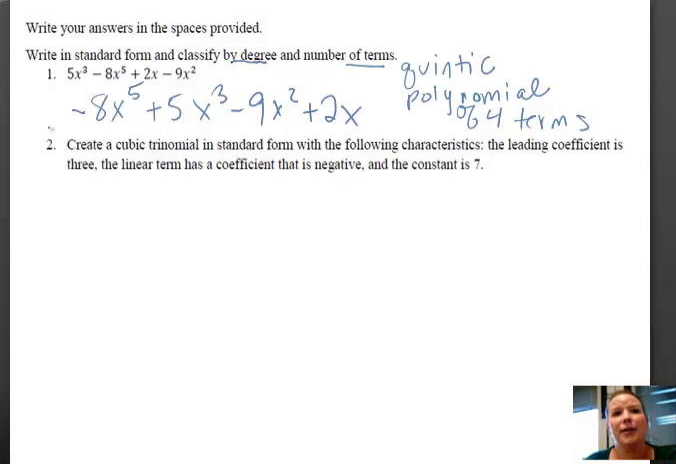Okay, the next one says to create a cubic trinomial in standard form with the following characteristics. So you're going to use the characteristics to write a polynomial. It says the leading coefficient, meaning the coefficient on the first term, is 3. So it's going to be 3x cubed, because it says right here cubic. The linear term has a coefficient that is negative, meaning that we have a negative x, because that's a linear term. It has an exponent of 1. And the constant is 7, so then I would say plus 7, and I'm done. Okay?